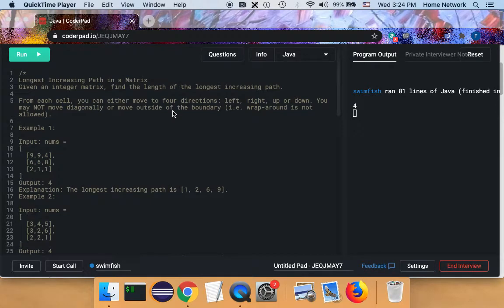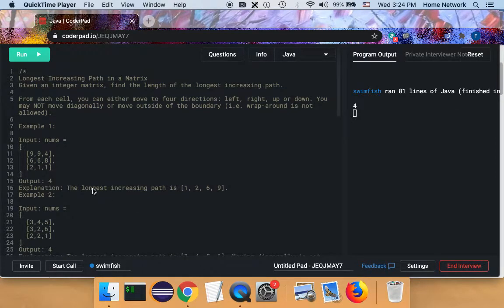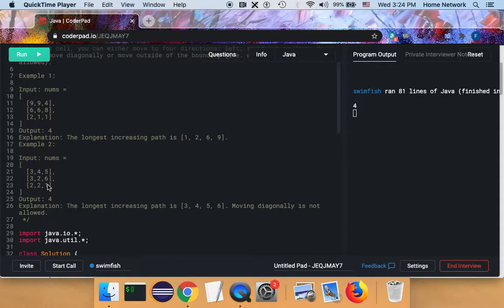Okay, let's take a look at this problem. Longest increasing path in a matrix. Given an integer matrix, find the length of the longest increasing path. So for example, for this matrix, the longest increasing path is 1, 2, 6, 9. The output is 4. For this matrix, the longest increasing path is 3, 4, 5, 6. So the output is 4.